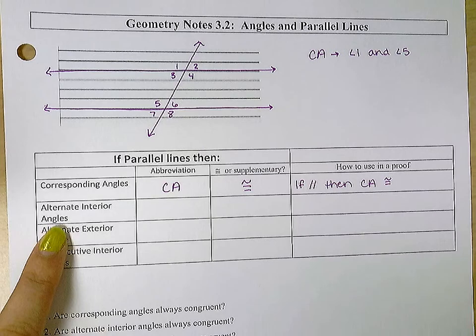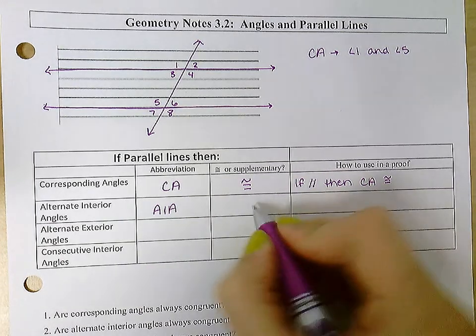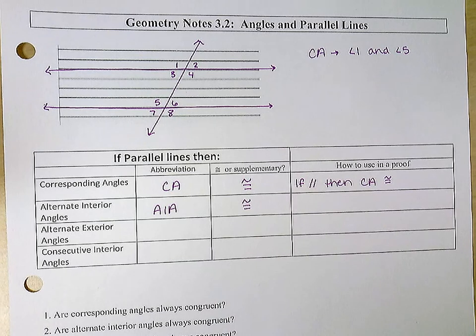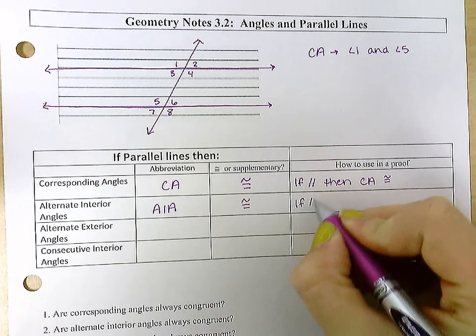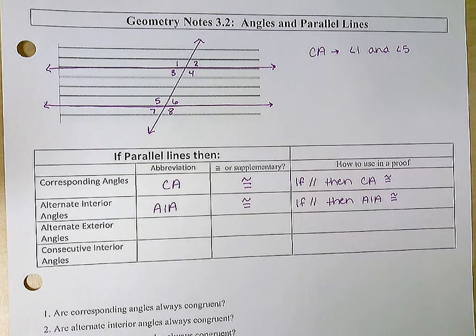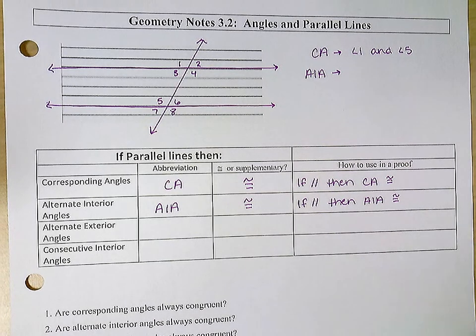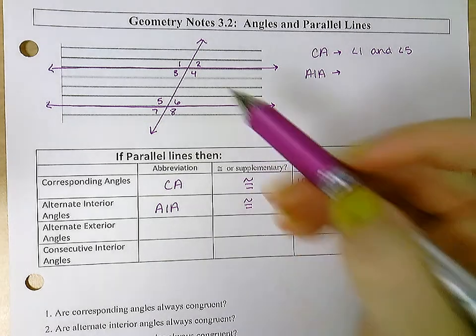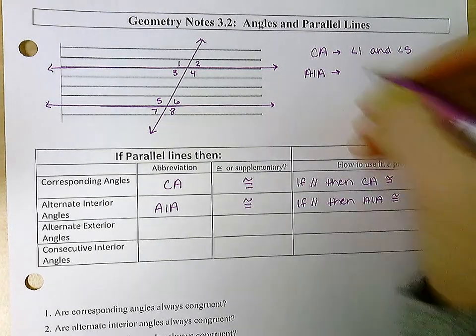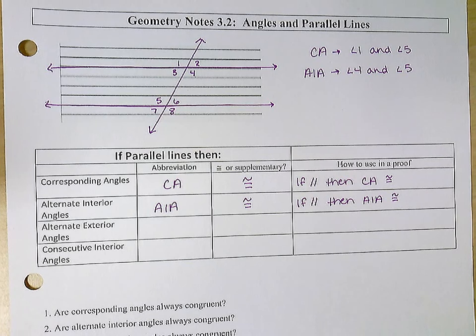Okay, next we have alternate interior angles. That is AIA. Okay, and your alternate interior angles are also congruent if your lines are parallel. So we would say if parallel, then alternate interior angles are congruent. And again, an example of alternate interior angles up top here. Those are both interior and they have to go over the top of that transversal. So 4 and 5 or 3 and 6. Okay, so that's an example of an alternate interior angle. And those are congruent to each other since those lines are parallel.